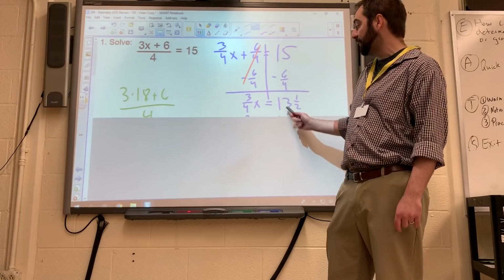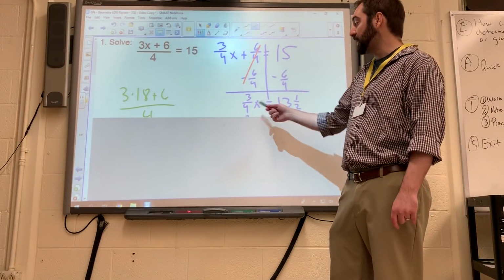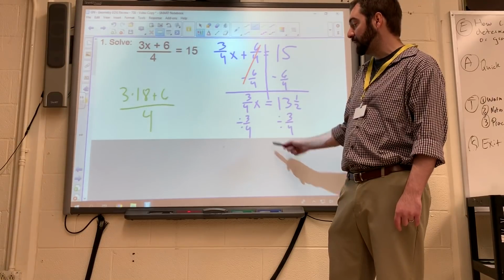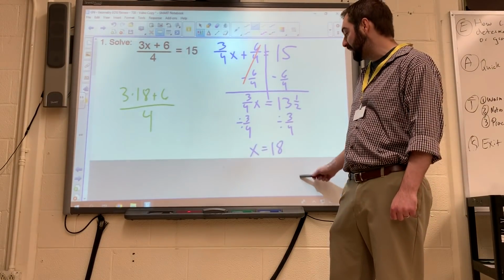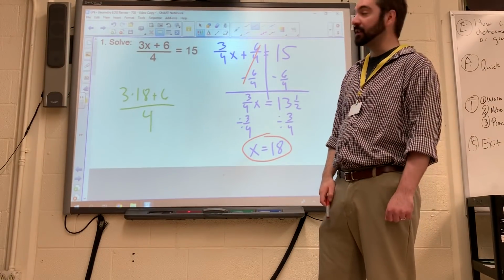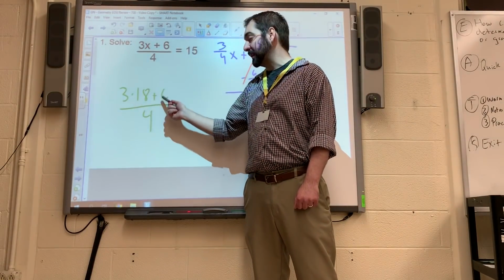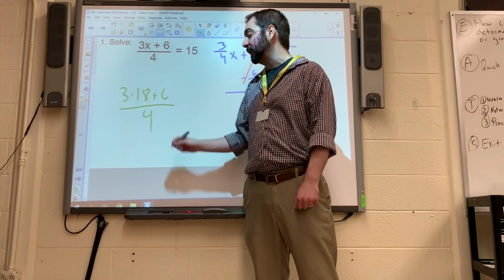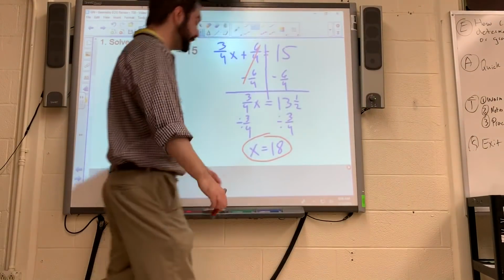15 minus 6 over 4 is 13.5. We drop down 3/4 times x. We divide each side by 3/4 because we have 3/4 times x is the same as 13.5. And when you divide each side by 3/4, you're going to find out x equals 18. We can easily check our work. We plug 18 in for x, 3 times x plus 6, all being divided by 4 will give you 15. And once we know that 15 is the same as 15, we can move on about our problem.